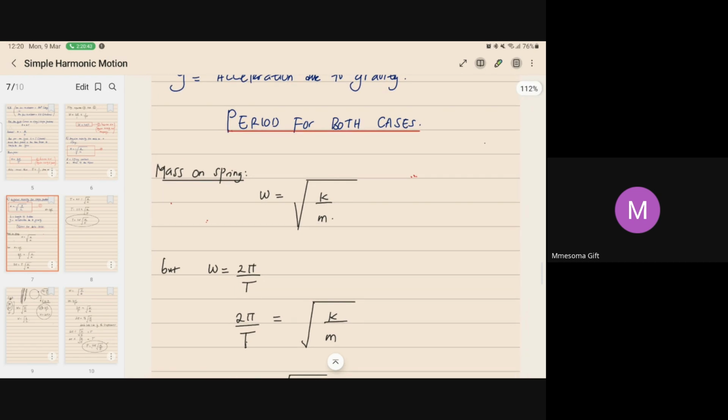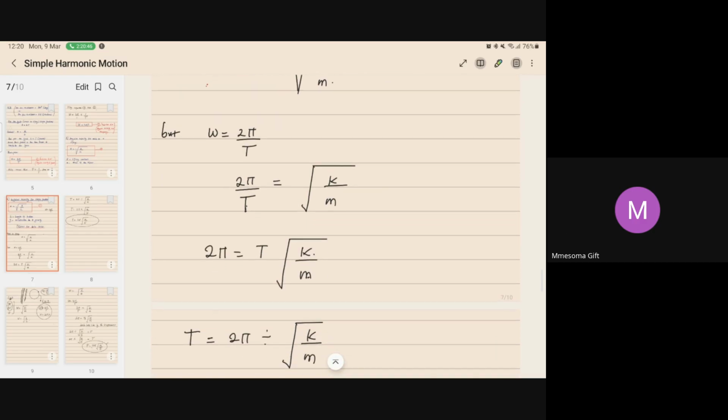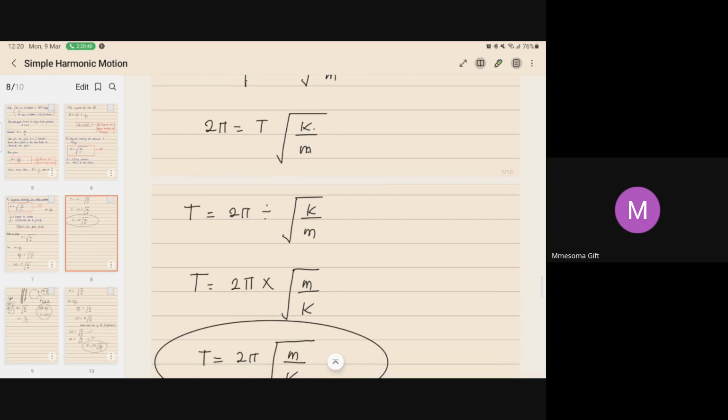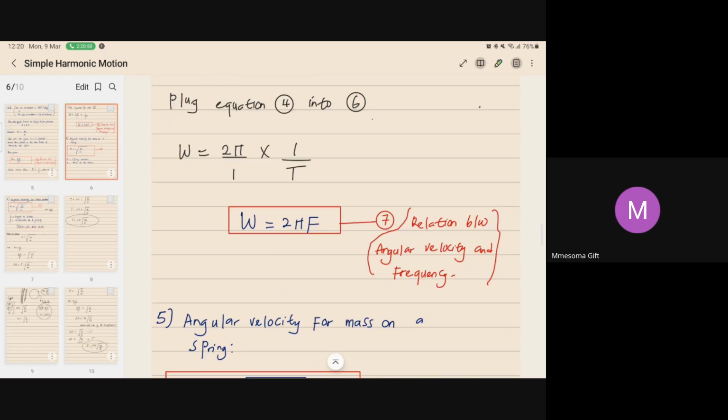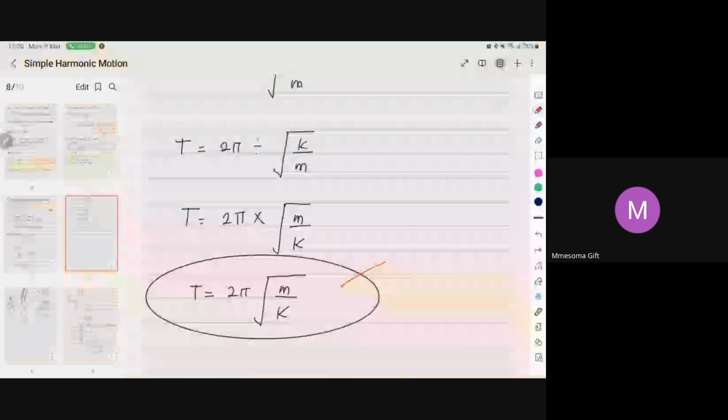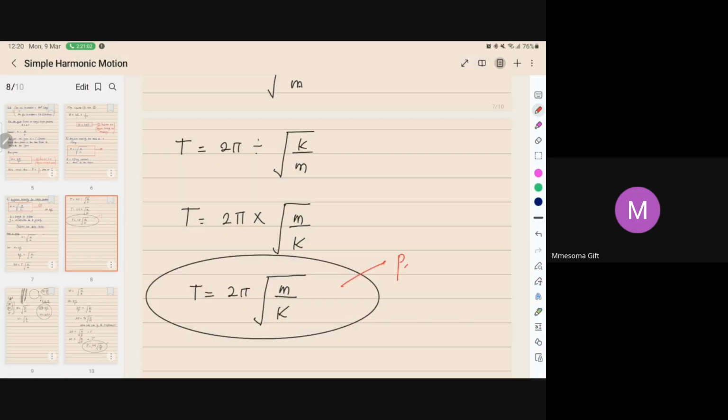So that's for that, guys. And if you cannot derive the formula, it's entirely fine. Just cram it and remember that the period for a mass on a spring is T equals 2 pi square root of m over k.